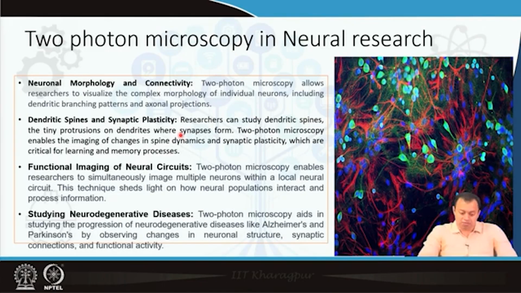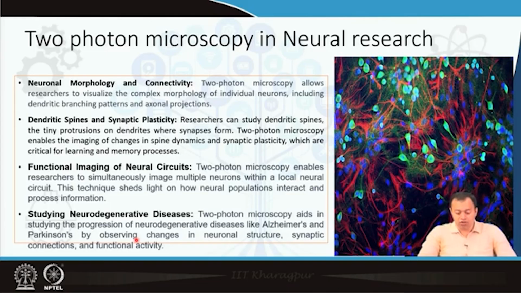Researchers can study spines, tiny protrusions on dendrites where synapses form. Synapses are the gap, the physical junction between neurons, between axons and dendrites. Functional imaging of neural circuits. A two photon microscope enables researchers to simultaneously image multiple neurons, and two photon microscopy aids in studying neurodegenerative diseases like Alzheimer's and Parkinson's. Alzheimer's and Parkinson's are these days a very hot topic when it comes to neuroscience and detection.